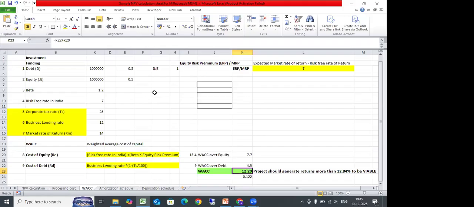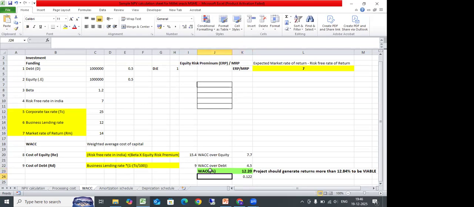Now, what does this 12.2 mean? Your project should generate minimum 12.2 or above it to survive. So you got a benchmark here. Whichever product I sell, if I sell the millet snack, I should generate 12.2 or more return on it to make it viable. So it's 12.2%, right? Yes, it is percent.